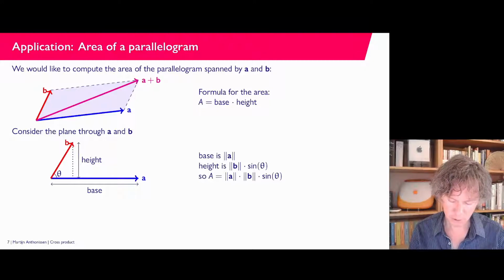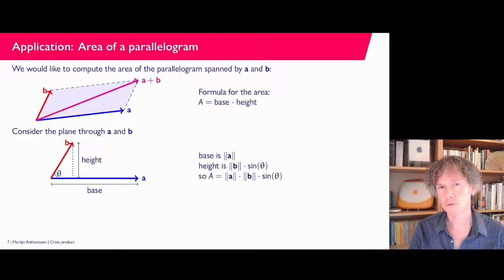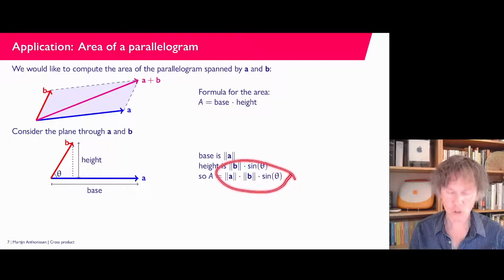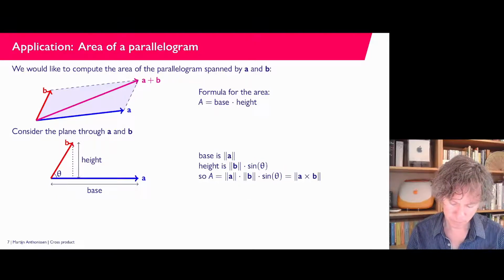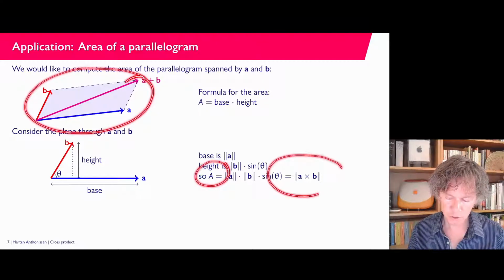The height is the length of B times the sine of theta, where theta is the angle between A and B. So we know that the area is length A times length B times sine of theta. Now, if you just give me vectors, I don't know their angle. So ideally, I would like to have a formula without the angle, but I recognize this thing precisely as the length of the cross product. So apparently, the area of this parallelogram here equals the length of the cross product.